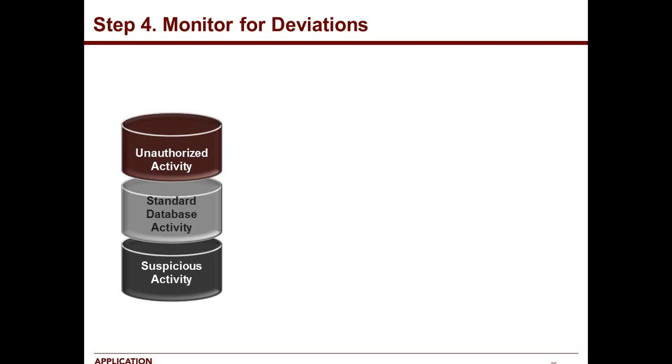And when we look at database activity, we can usually bucket it into three categories. So we've got sort of the standard database activity. This is the normal business logic that's executing against the database that they're designed for, that you're looking for, that you're hoping for. On either side of that, we've got unauthorized activity, and then we've got suspicious activity.